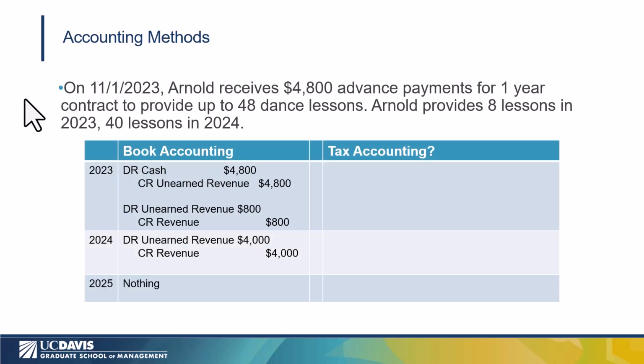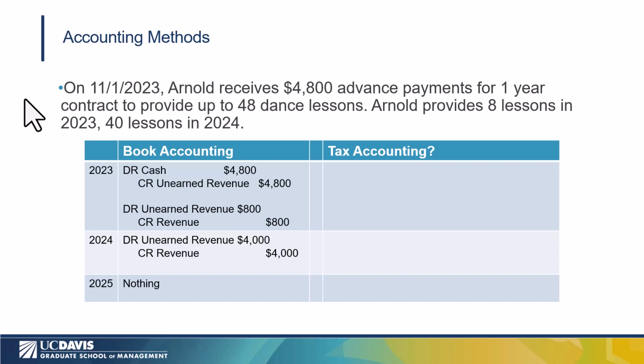Okay, so on November 1st, 23, Arnold receives 4,800 advance payments for a one-year contract to provide up to 48 dance lessons. So basically $100 a dance lesson. Arnold provides 8 lessons in 2023 and then 40 lessons in 2024. So let's look at this book accounting, because again, we got to understand the book accounting to understand the tax accounting. Well, not necessarily, but we kind of do.